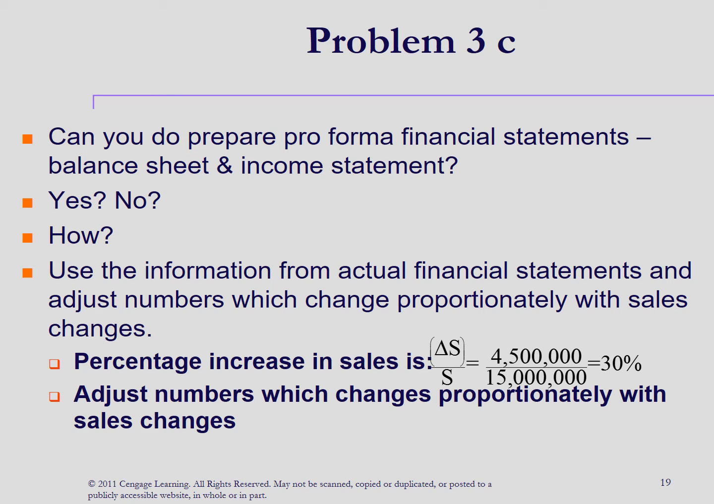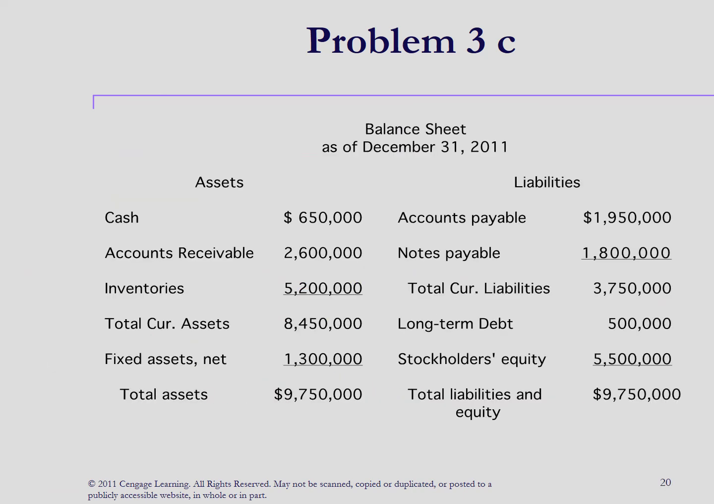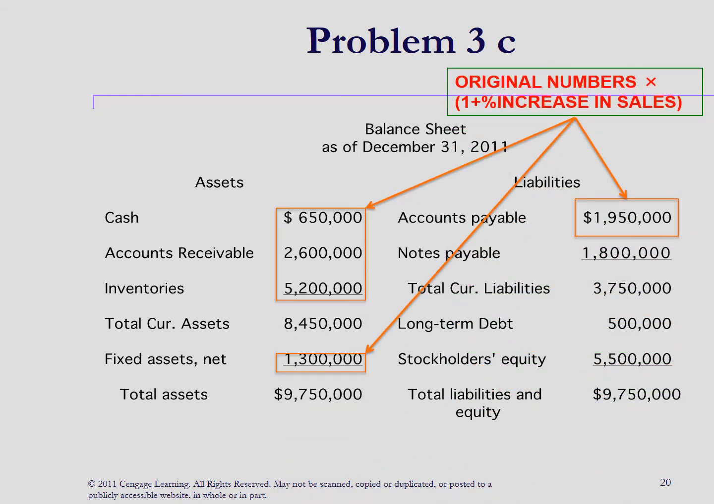In the following two slides, we illustrate how to prepare the pro forma balance sheet and income statement. We obtain the pro forma balance sheet by using the information from the historical balance sheet. We first adjust numbers which change proportionately with sales changes. They are calculated by original numbers times 1 plus the percentage increase in sales. The percentage increase in sales is calculated by the increase in sales divided by the original sales.